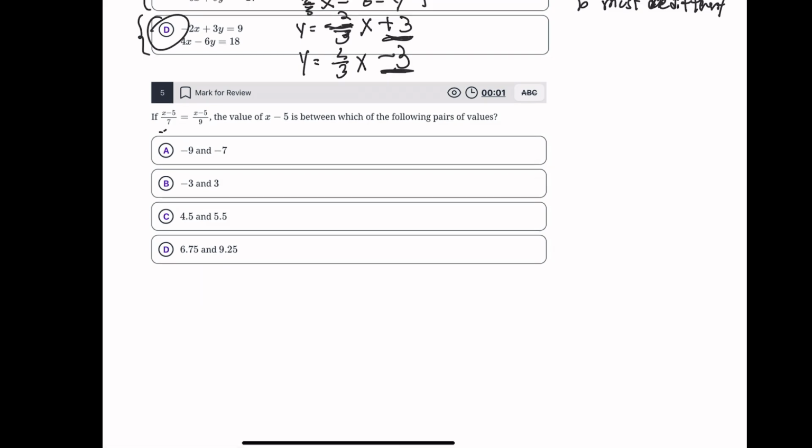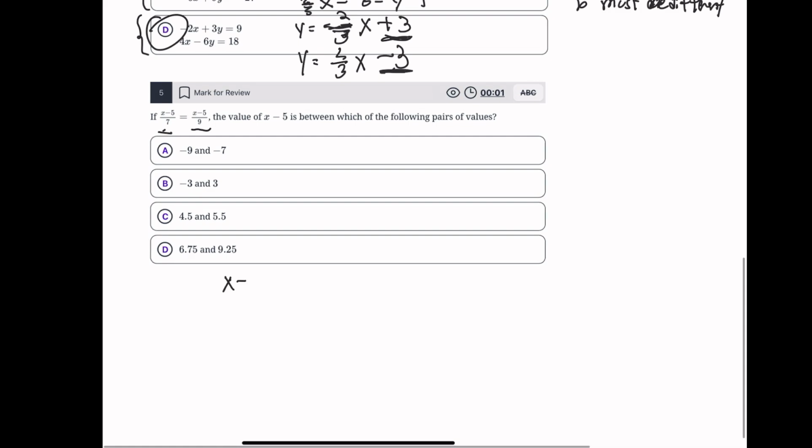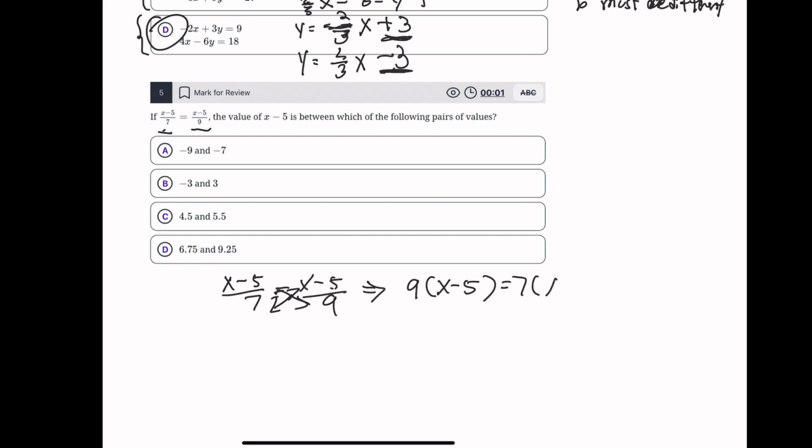Okay, so if (x minus 5) over 7 equals (x minus 5) over 9, the value of x minus 5 is between which of the following pairs of values? We just have to solve this equation, and we can solve this by cross multiplying. 9 times x minus 5 is equal to 7 times x minus 5. What I wanted to notice here was that you have x minus 5 on both sides. So you can actually do 9 times x minus 5 minus 7 times x minus 5 is equal to 0.